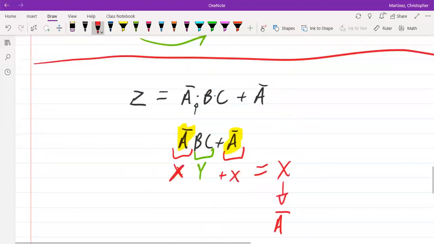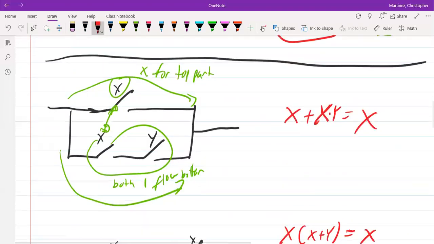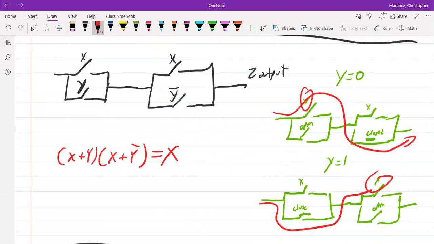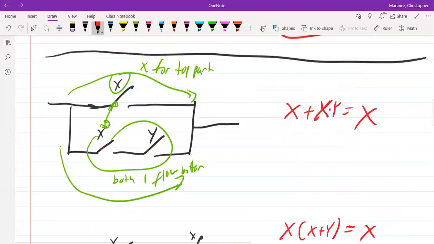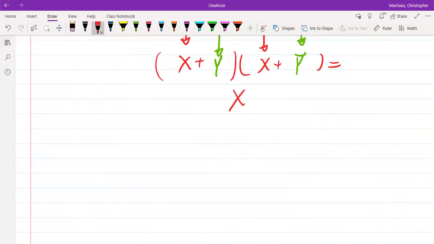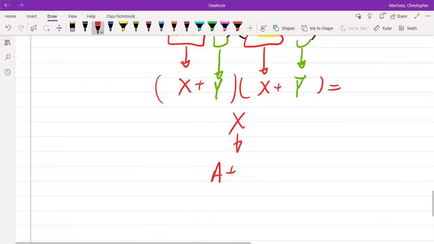Okay, let's go up and see if we find that. So we got X plus Y bar. That turns out to be just X. So all that is equal to X. What was our X? Our X was A plus C. So that's our reduction, A plus C.